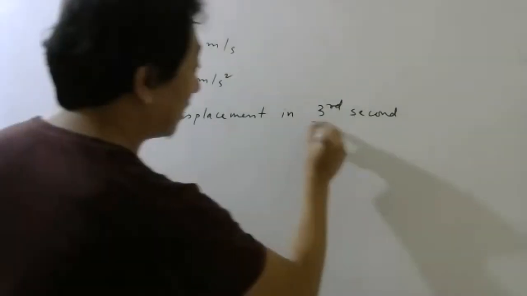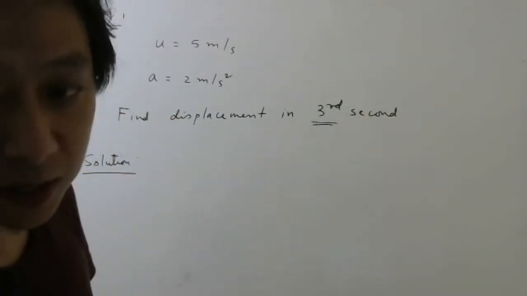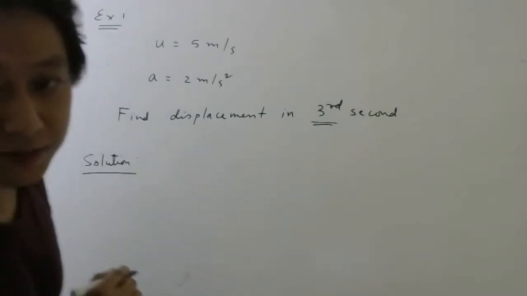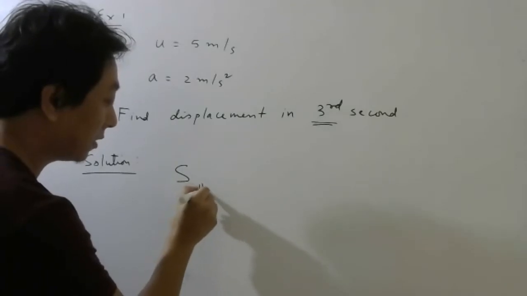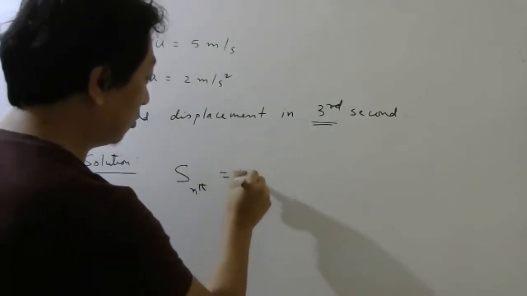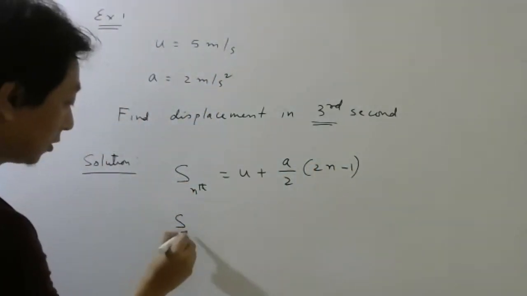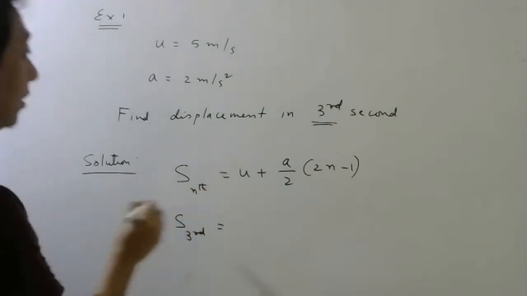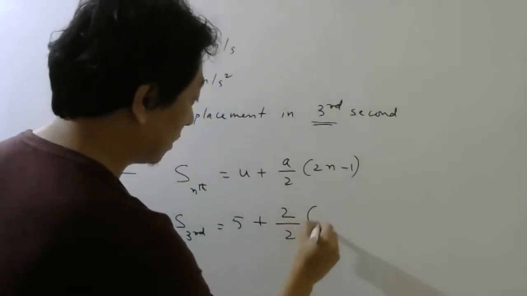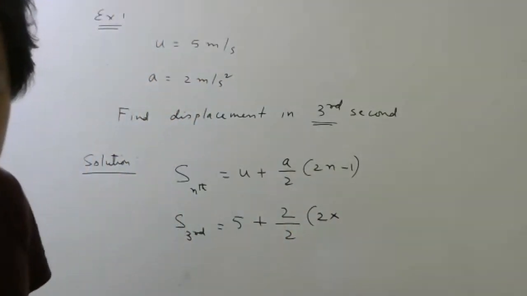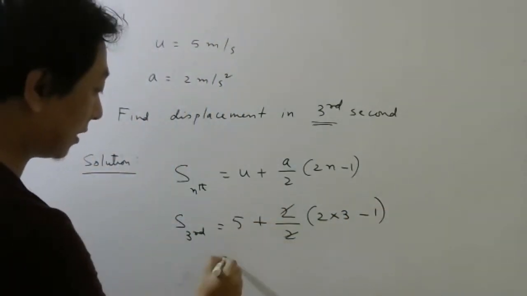Now they want displacement in the third second, not in 3 seconds. What is the formula for displacement in the nth second? First, let us write the formula. Displacement in nth second is u plus a by 2 times (2n minus 1). So for the third second, u is 5, a is 2. What should I write for n? 3. So 2 times 3 minus 1, and the 2 cancels.